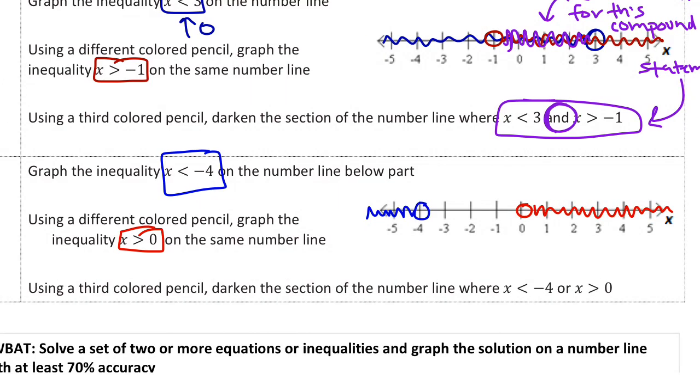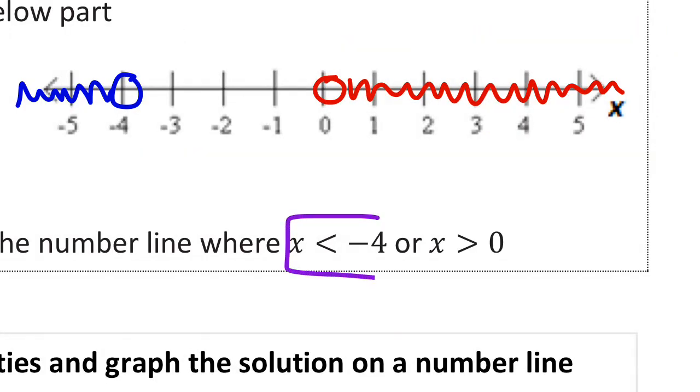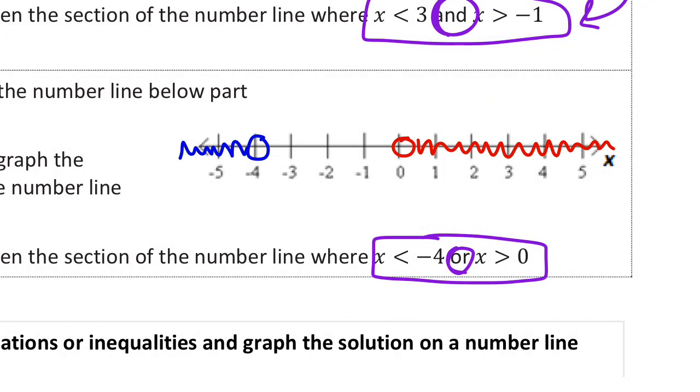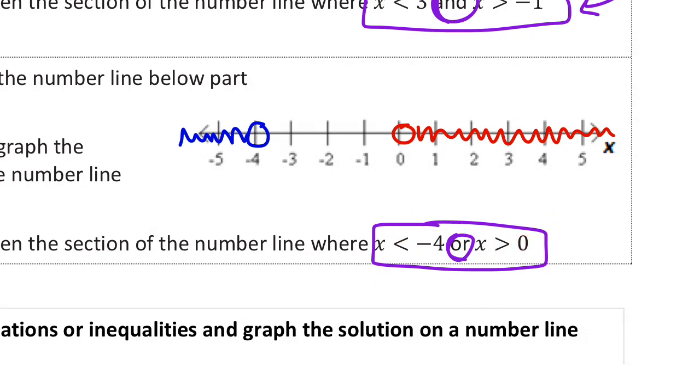Then it says to color in the parts on the number line where it fits this compound statement. This is a compound statement, and I have this "or" here. Remember, with "or", if it works for any part, it works for the entire statement. So for the "or" statement, I can have all of these numbers and I can have all of these numbers. If I use either one of those numbers in this compound statement, it's going to work.